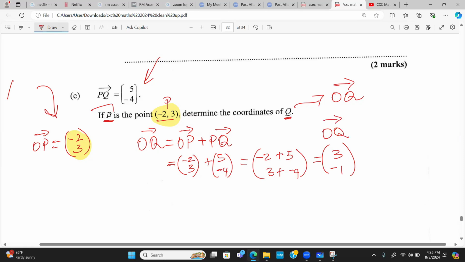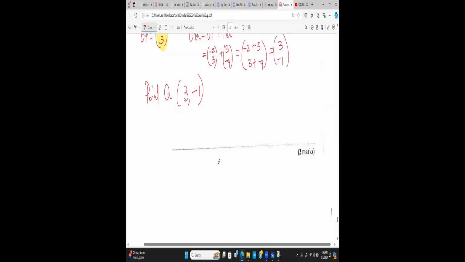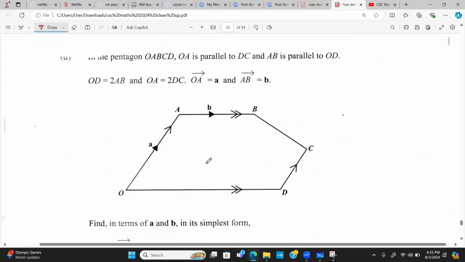The coordinate of the point Q is going to be writing the vector in coordinate form, which is (3, -1). And that's how we capture that point right there. So we want to understand those little ideas. Now, let us jump into another question.